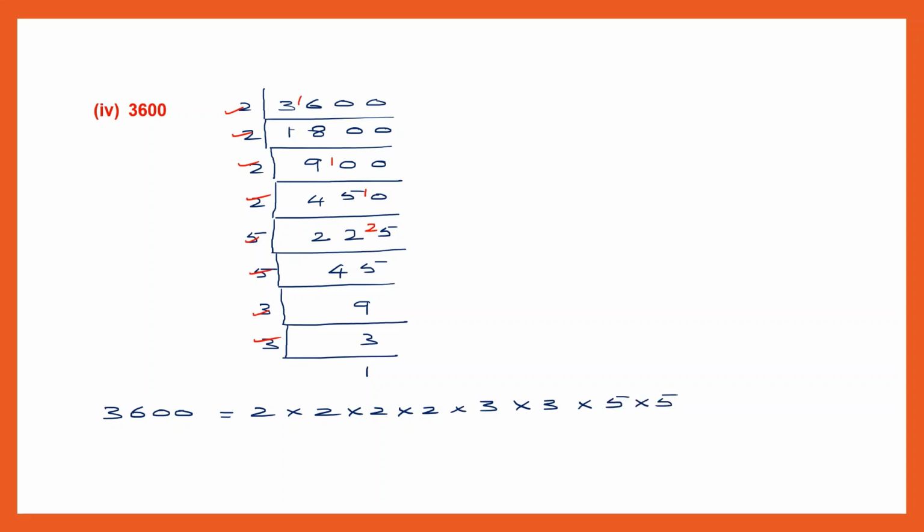So let's write this in the exponential form. So 3600 in the exponential form will be 2 into 1, 2, 3, 4. The power of 4 into 3 raised to the power of 1, 2 into 5 raised to the power of 1, 2. So this is our answer. 2 raised to the power of 4 into 3 raised to the power of 2 into 5 raised to the power of 2.